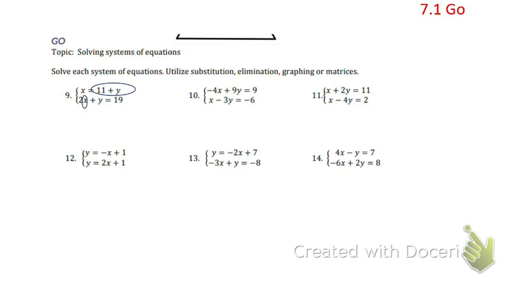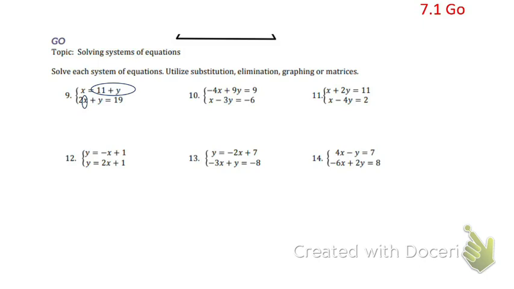Whereas number 10 doesn't have anything isolated. Now I could get x by itself pretty easily, move the 3y, but this is another time where I'd probably want to just use elimination. If I look at it right now, nothing's going to cancel, but it'd be pretty easy to multiply by 4 on the bottom or a 3 on the bottom and make opposites. If you make opposites, you can multiply one or two of the equations, get your opposites, and then just add and cancel.